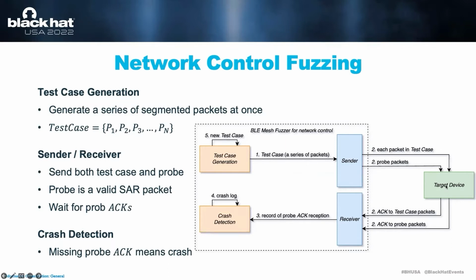By the way, why do we need the probes rather than just monitoring the ACK to the test case to detect a crash? This is because a missing ACK to the test case may be caused by a crash, but it may also be caused by the invalid packet not being accepted. It is just hard to tell these two situations apart. But for the probe, a missing ACK for the probe must mean a crash. So it's a better indicator.